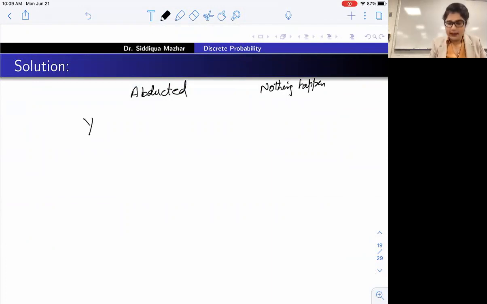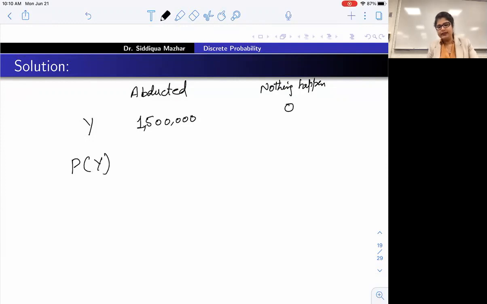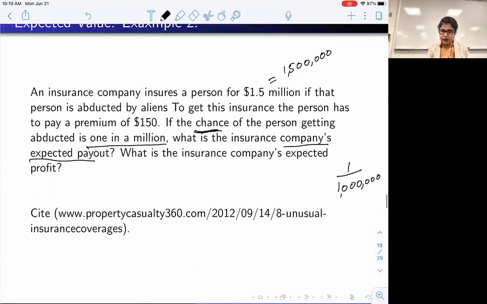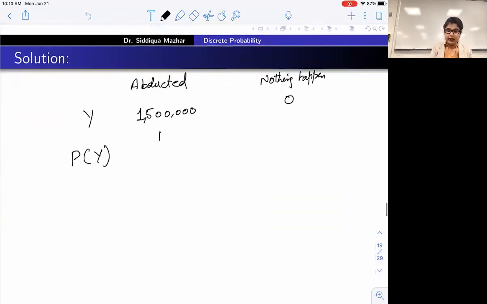If a person gets abducted, then the company is paying 1.5 million. We are not writing it down as $1.5, it is 1.5 million. This is how you are going to write it down. And if nothing happens, then the company is not paying anything. What is the probability of each of these incidents? If someone gets abducted, is there any chance? Yes, because it's given. The chance of the person getting abducted is 1 in a million, so it means 1 out of a million people.